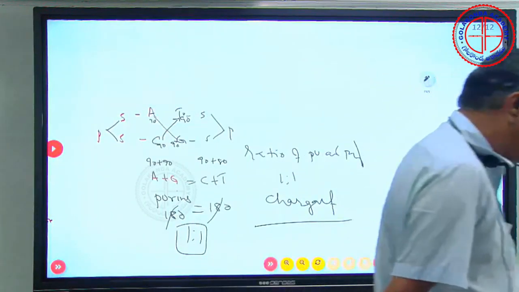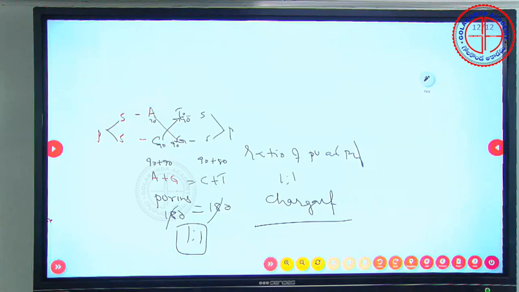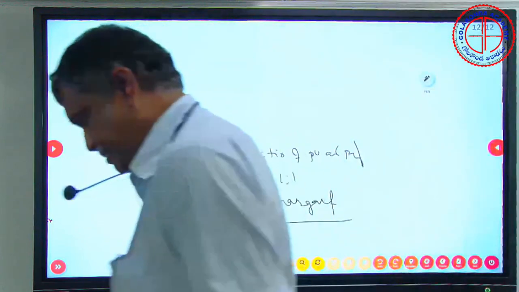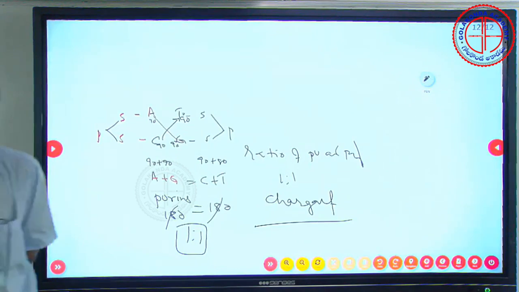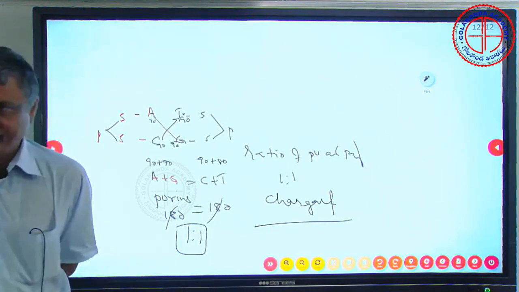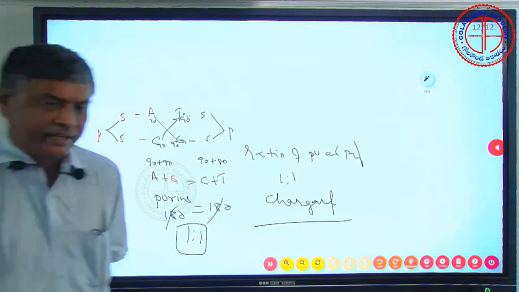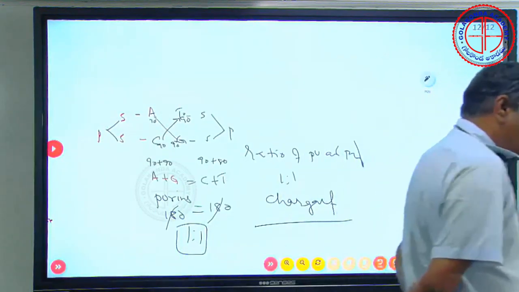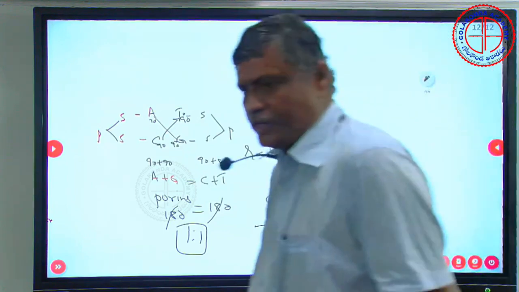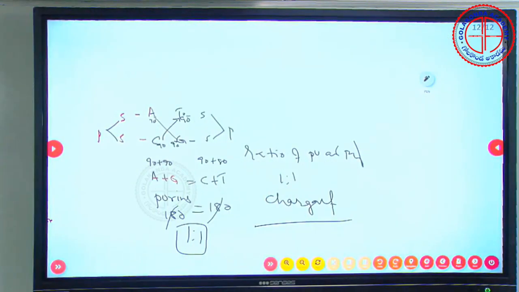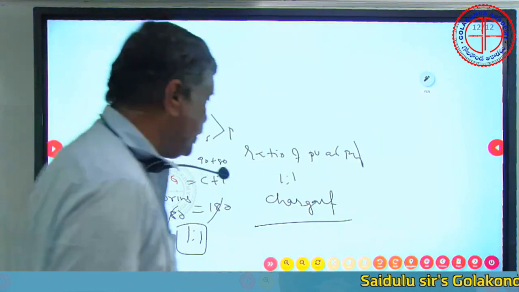Next, one more point. DNA is filled with genes. Make a side heading for gene. What is meant by gene? Gene is the smallest undividable unit of heredity.